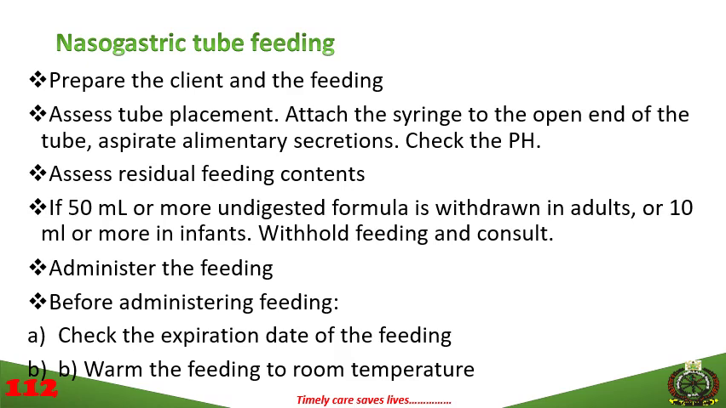Assess tube placement. Most often we just pick the NG tube and start feeding the patient. Sometimes the tube can dislodge, okay? The tube may be in the stomach, but for some reason it may dislodge and go into the lungs. If you don't check for placement and you just push in the light soup, it goes into the lungs. The patient will die.